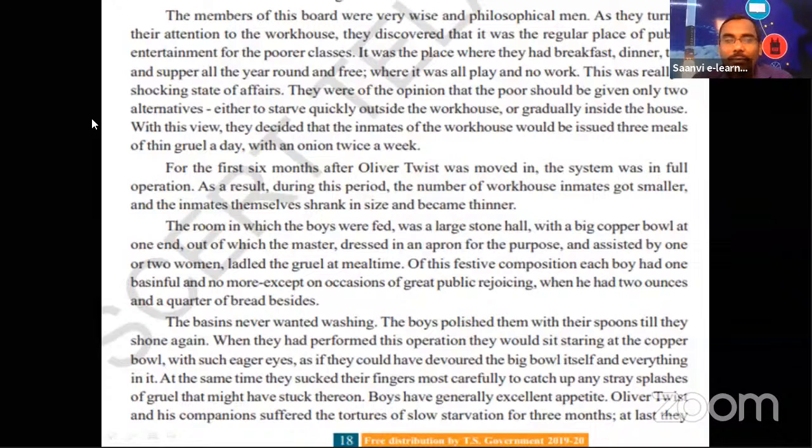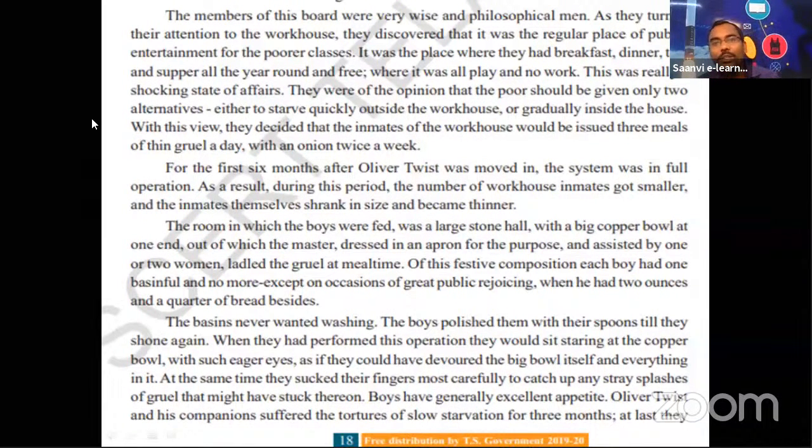I will read that paragraph once again. If there is any hard word, you can underline it and understand the pronunciation of that word as well. The members of this board were very wise and philosophical men. As they turned their attention to the workhouse, they discovered that it was the regular place of public entertainment for the poorer classes. It was the place where they had breakfast, dinner, tea, and supper all the year round and free, where it was all play and no work. This was really a shocking state of affairs.